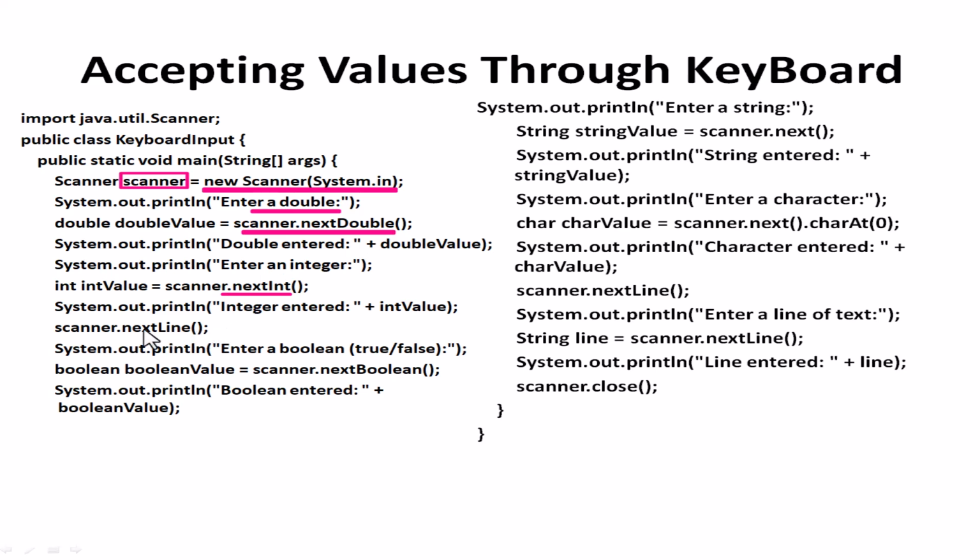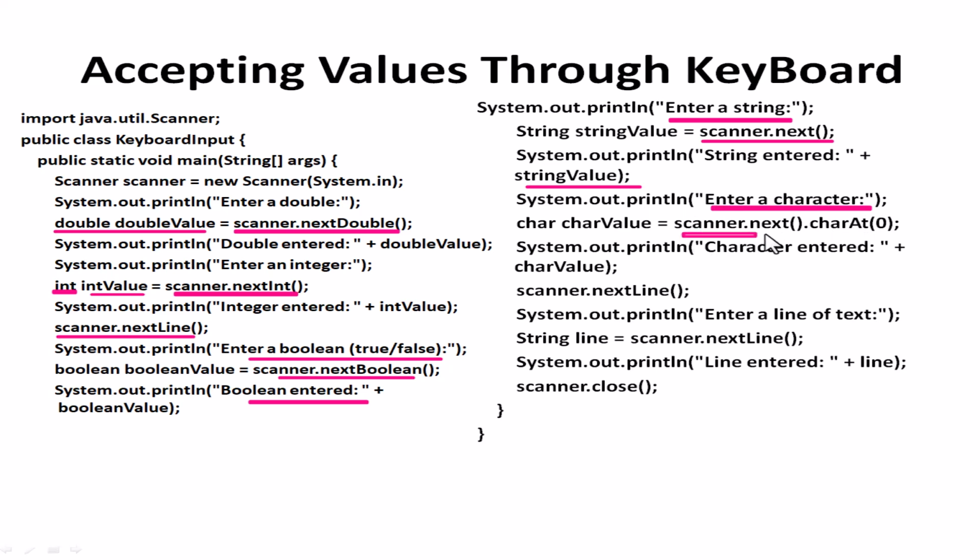Similarly, if you are going to read a line, you use scanner.nextLine, which is accepted in the form of a string. Next, you are asking to enter a boolean value, so scanner.nextBoolean. Next it is going to display whatever value you have entered through the keyboard. Then enter a string, scanner.next. Then enter a character, scanner.next().charAt(0), where the position starts from 0.